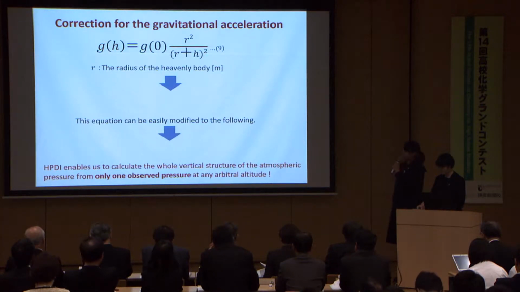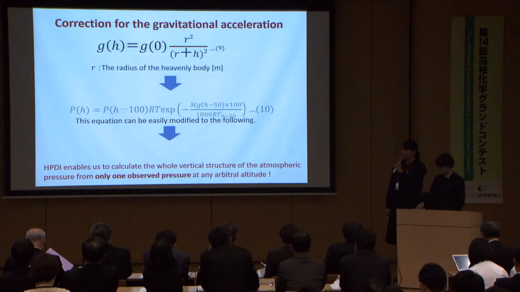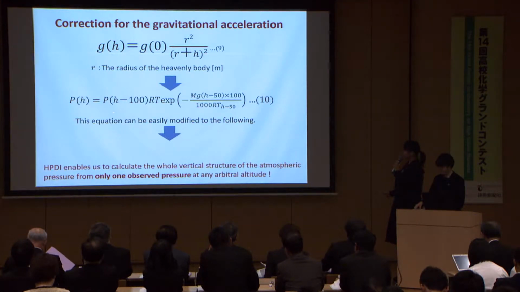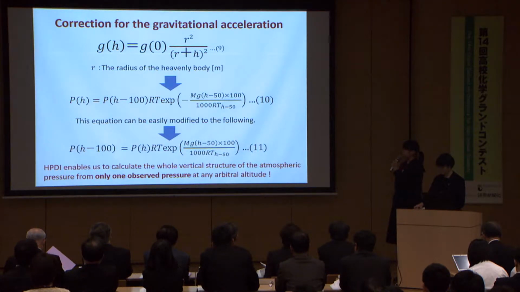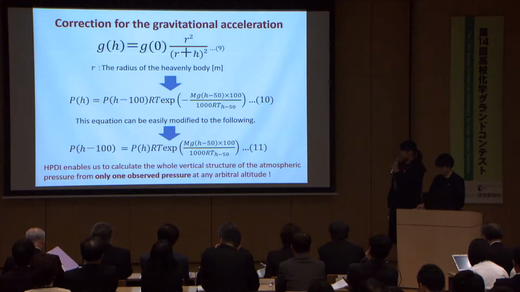The HPDI approach includes gravitational acceleration. Thus, correction for the acceleration is important. Finally, the equation of HPDI is given here. We have also noticed that this equation can be easily modified as shown here. This equation means that we will be able to calculate the whole vertical structure of the atmospheric pressure from a pressure known at any arbitrary point.